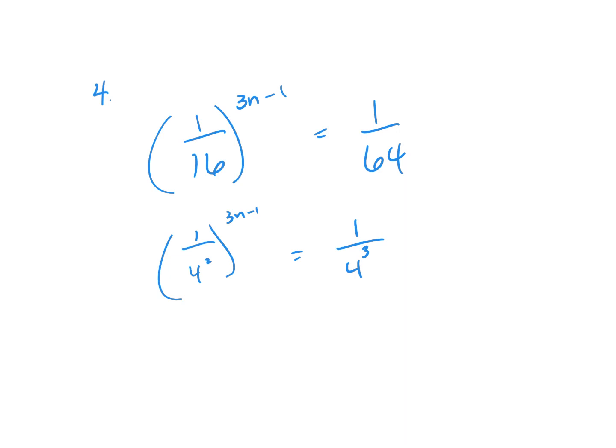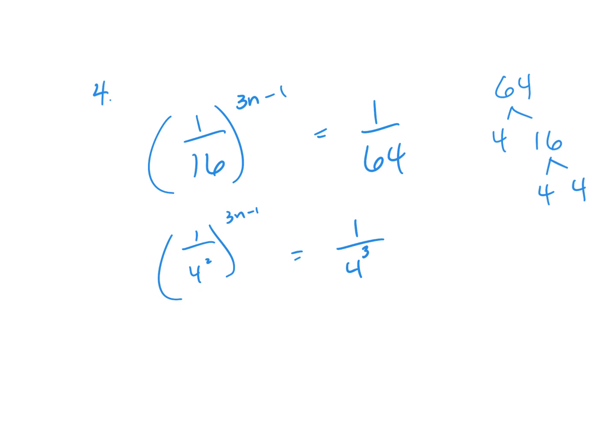If 64 is 4 cubed and 16 is 4 squared. You could have brought the 16 down to 2 to the 4, and the 64 to 2 to the 6. Either way, as long as you make the two bases the same. But those bases are downstairs. We're going to move them upstairs.